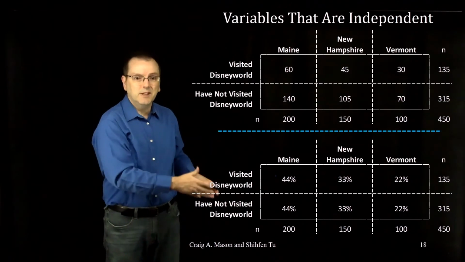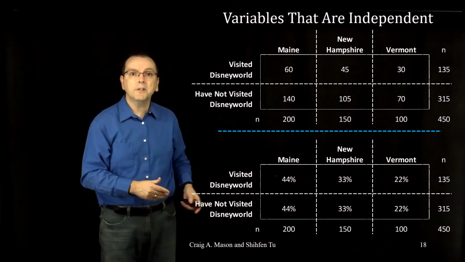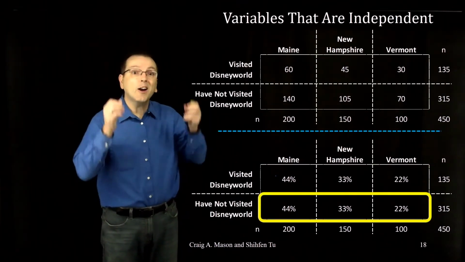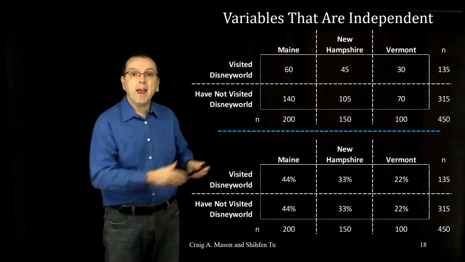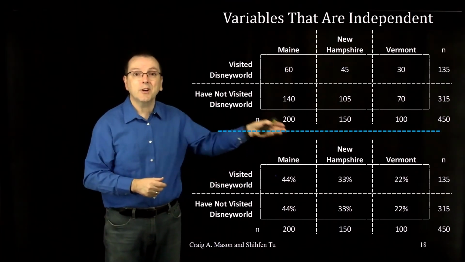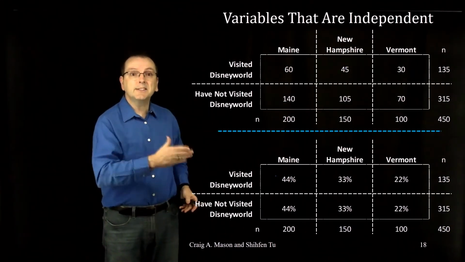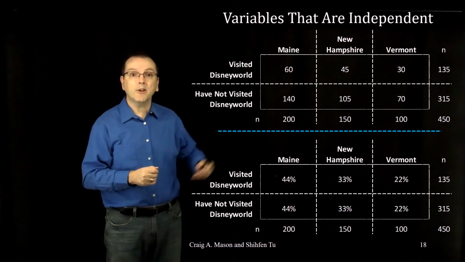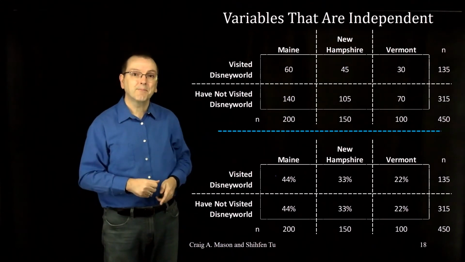Notice it's the same pattern. Within both the Disney and no Disney group, the percentage of people from each state are exactly the same: 44% from Maine, 33% from New Hampshire, and 22% from Vermont. Whichever Disney group you're in has no effect on the probability that you're from any of the states. Okay?